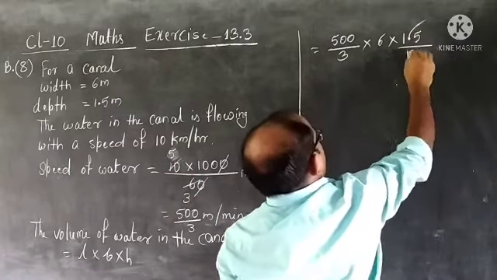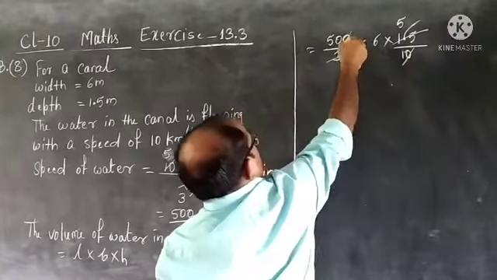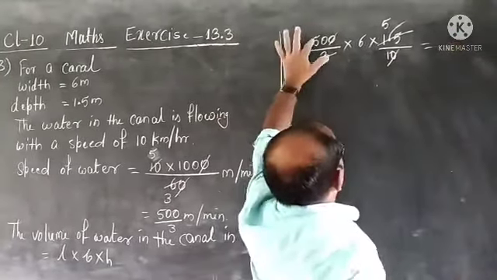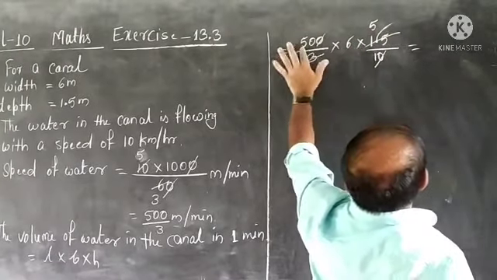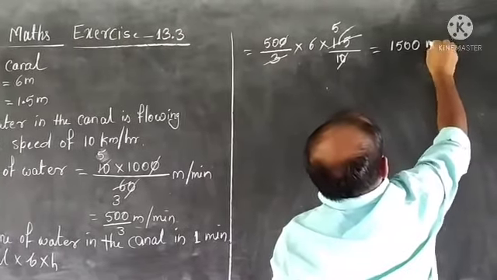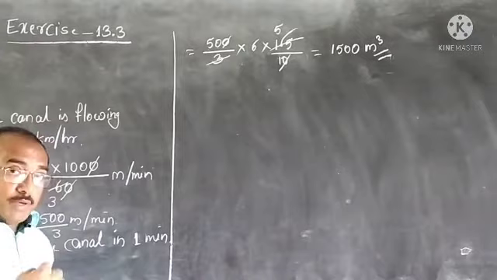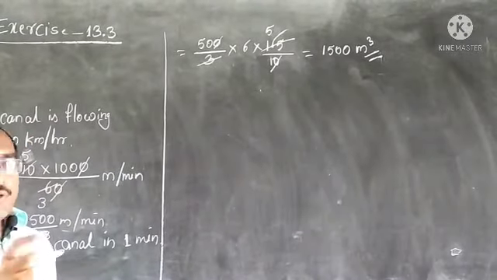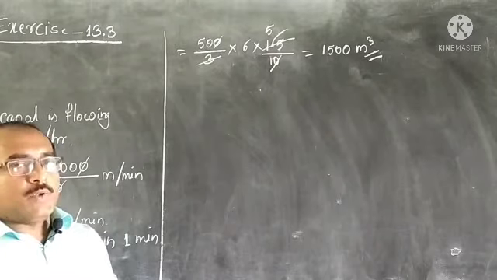We can simplify it here: 3 1s are 3, 3 5s are 15, 0 0 cancel. So, every minute 50 into 6 into 5, that means 5 6s are 30, 5 30s are 150, and 1 more 0. So, 1500 meter cube of water every minute. Cubic meter, it is volume actually. It can be converted into liters also, but how many liters is not asked.